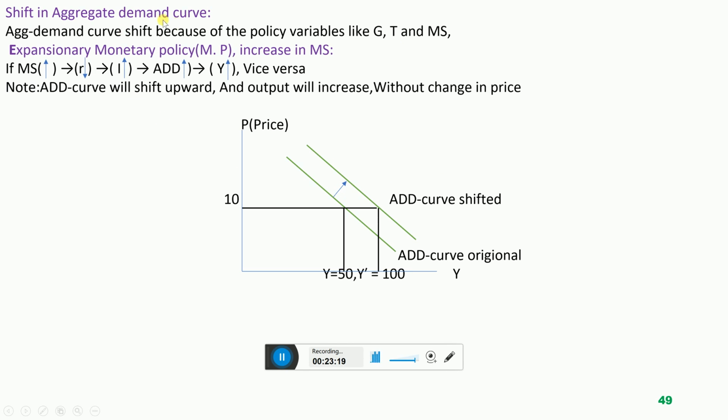Shift in aggregate demand curve. Now I am putting another policy variable, money supply. Expansionary monetary policy, increase in money supply. That means the aggregate demand curve changes its position also because of an increase in money supply.